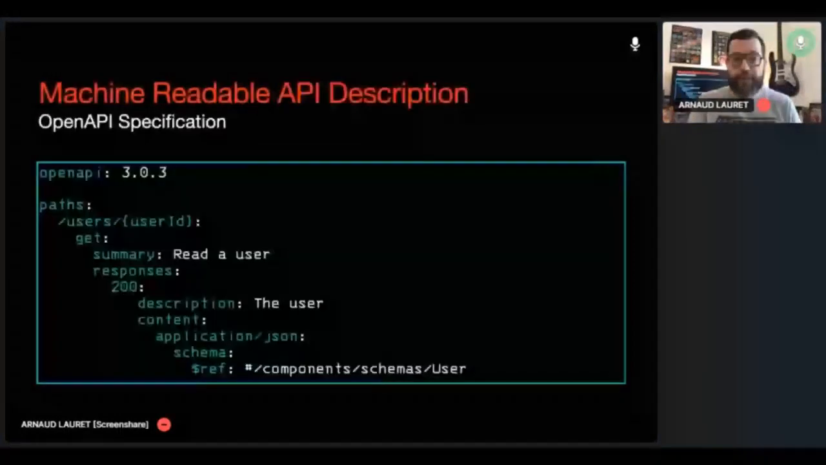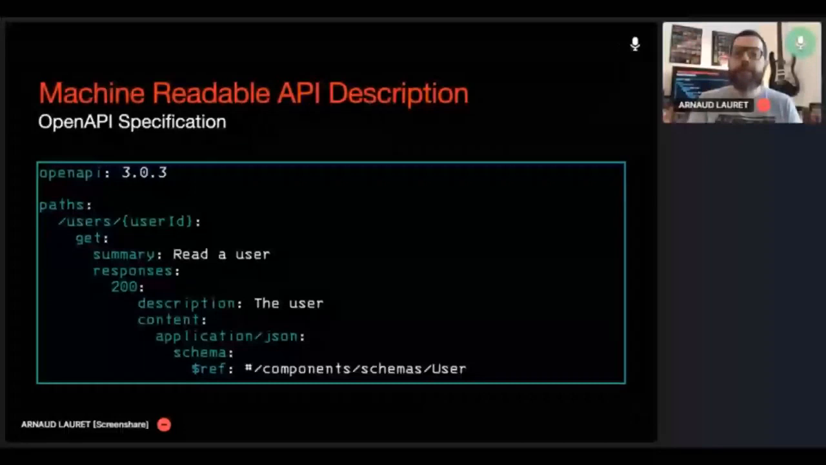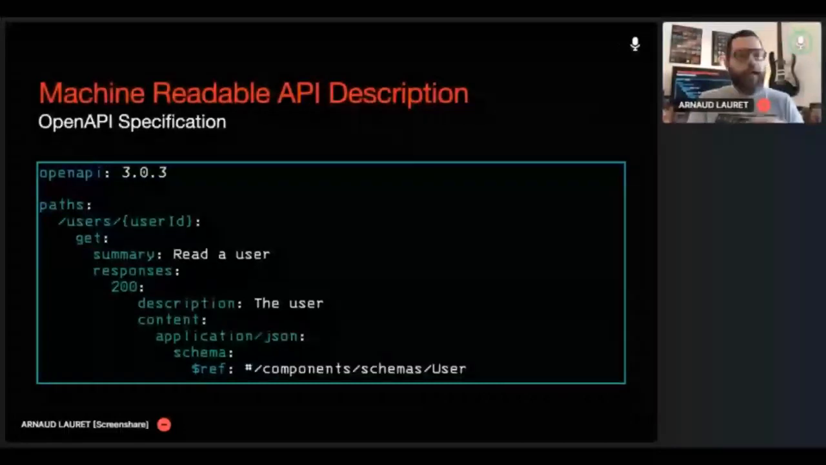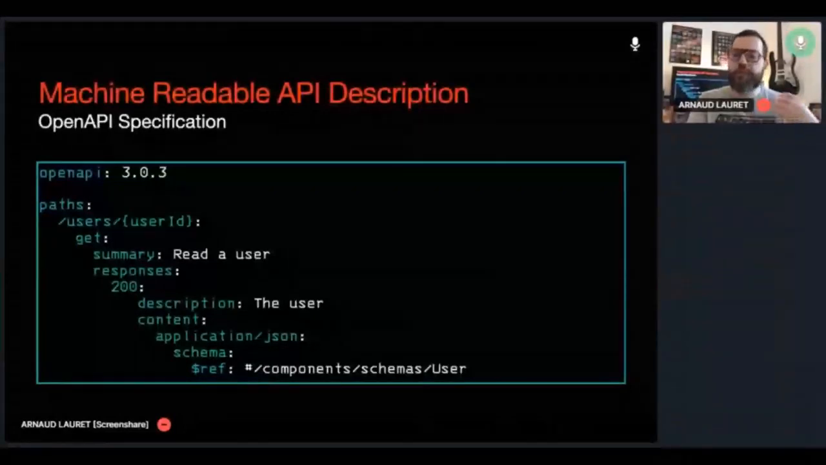Use the OpenAPI specification to describe your APIs. The OpenAPI specification, formerly known as the Swagger specification, is a standard and programming language agnostic REST API description format. An OpenAPI document can be either in JSON or in YAML format. It describes API resources, paths, operations, response bodies, and any other thing you need.